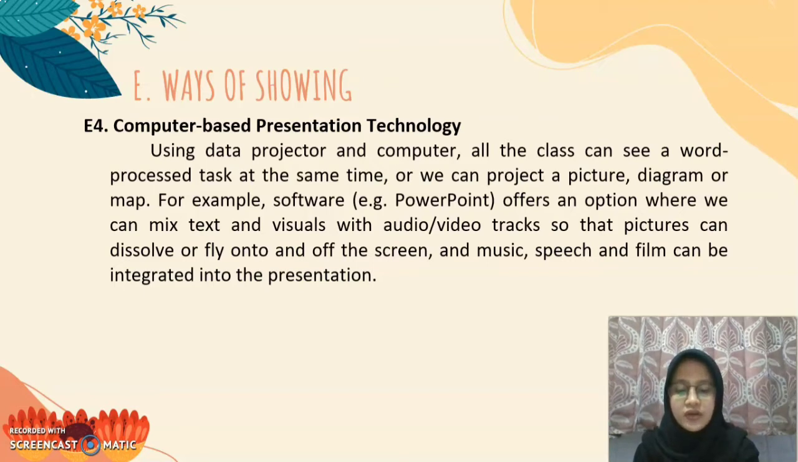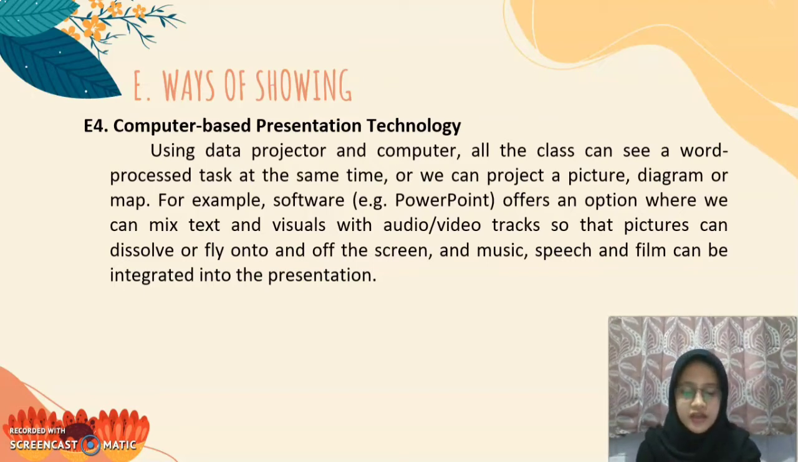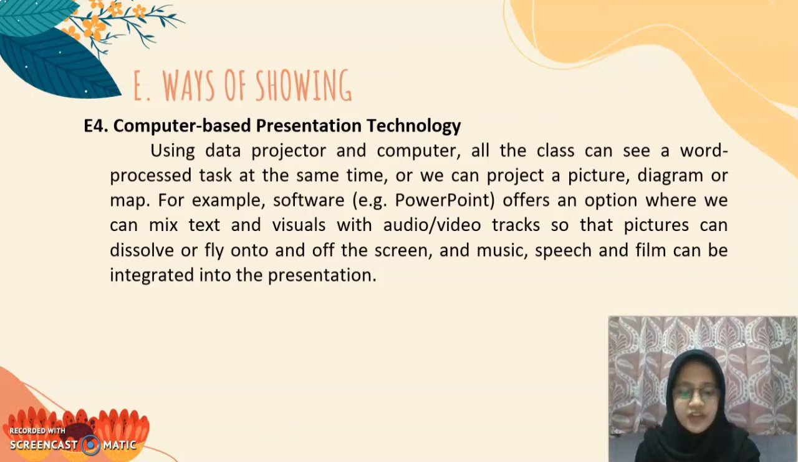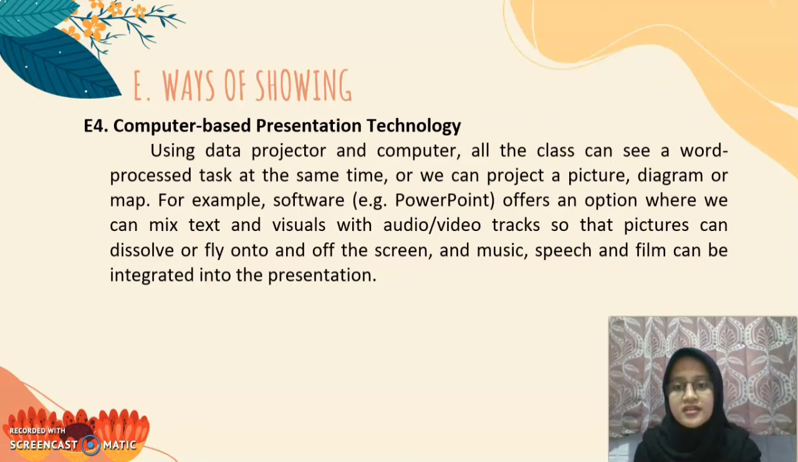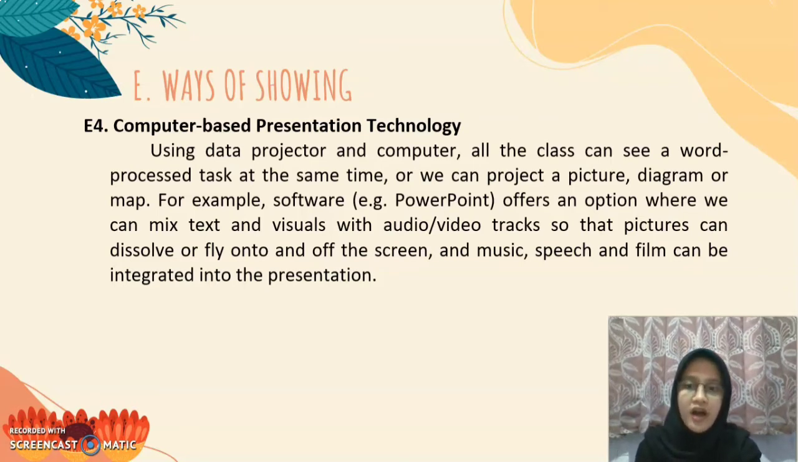The two crucial pieces of hardware are a computer and a data projector. Anything that is on our computer screen can be shown to the whole class using a data projector to put up an enlarged version of it on a screen or whiteboard. Using a data projector and computer, all the class can see a word processing task at the same time, or we can project a picture, diagram, or map.